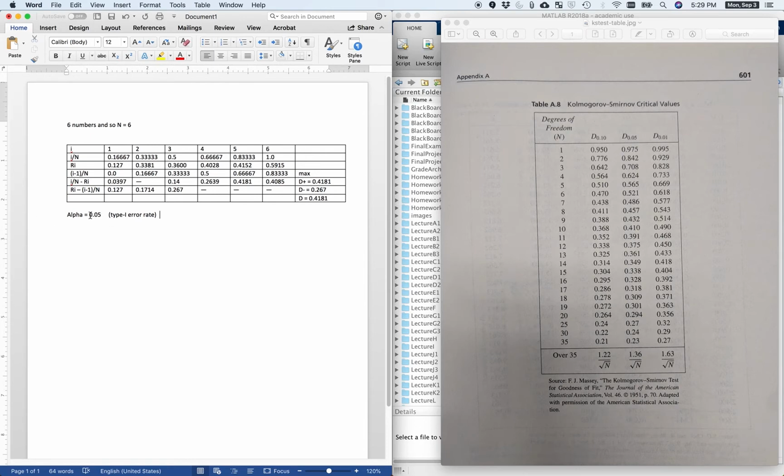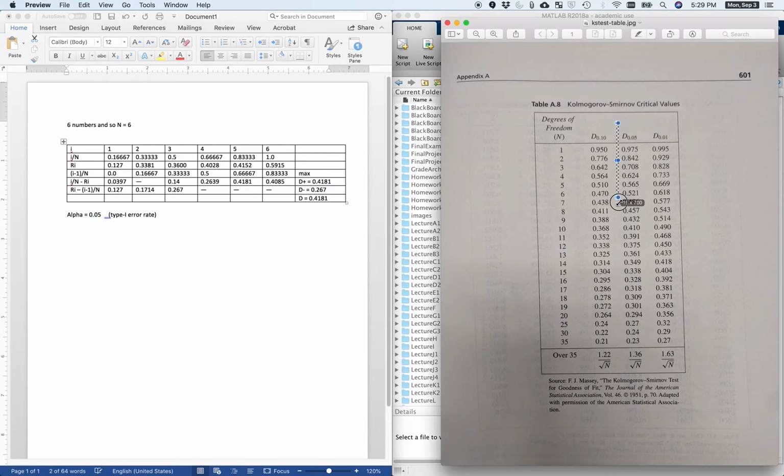But the important thing for the mechanics of getting this test done is that 0.05 tells me that I need to look at the middle column here, because that's what that D.05 is. These are the critical values for an alpha of 0.05.